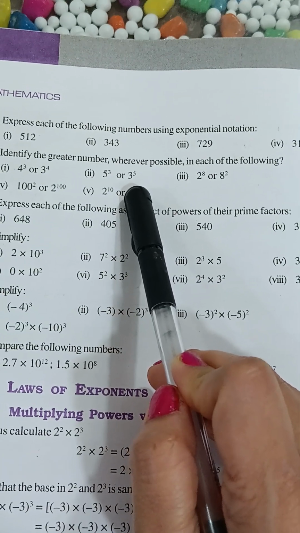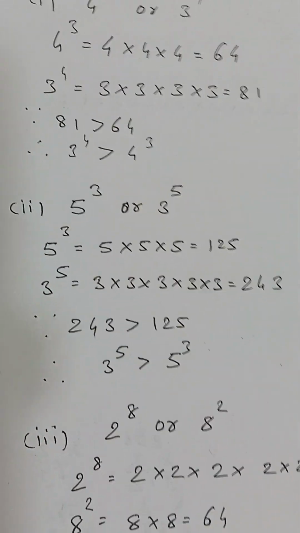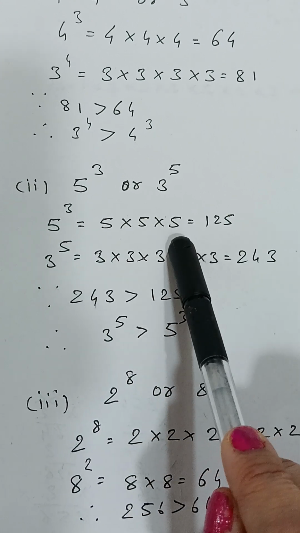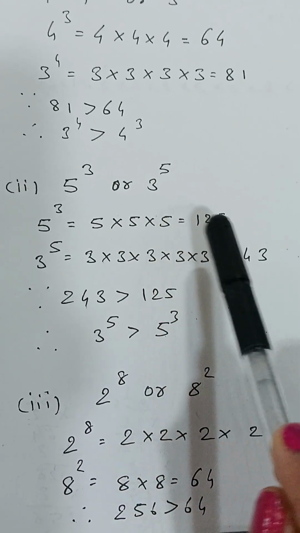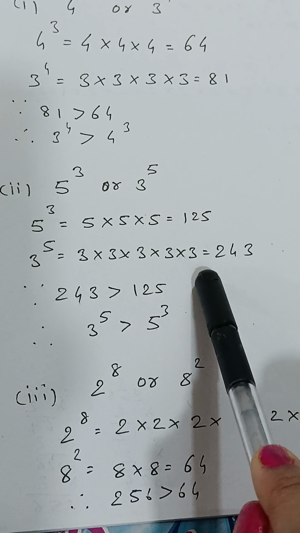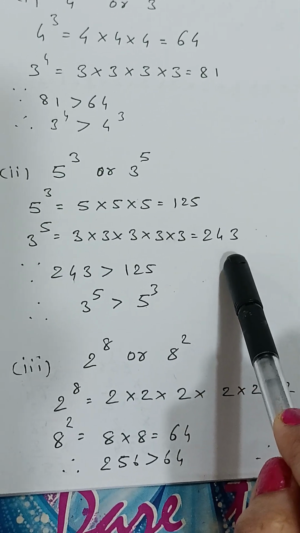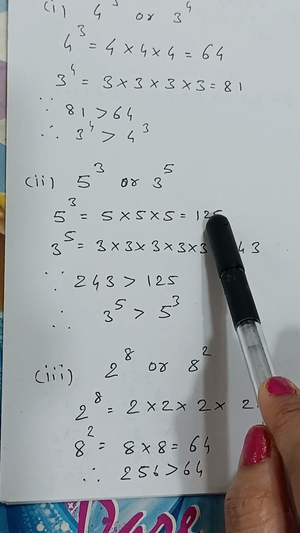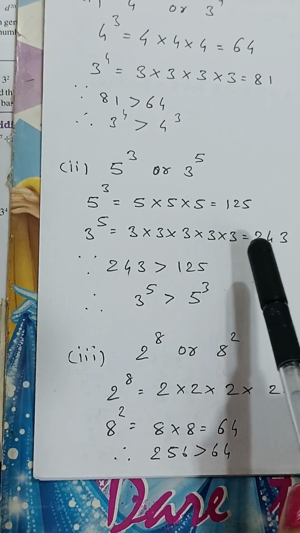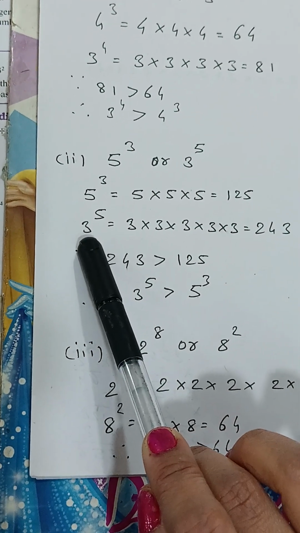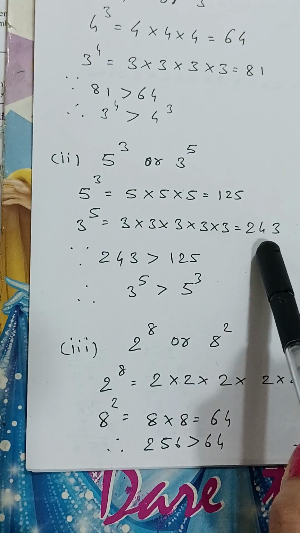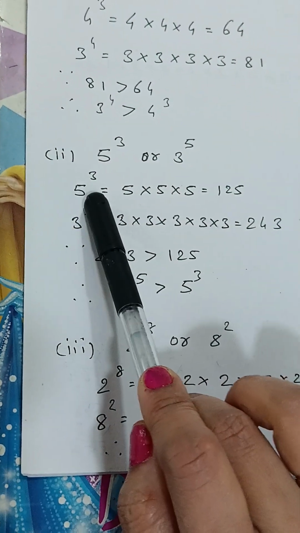The second question is 5 to the power 3 or 3 to the power 5. Here again we'll see the solution. 5 to the power 3 you will write as 5 into 5 into 5. It means 5 will be multiplied 3 times, which will come to 125. And 3 to the power 5, you will multiply 3 five times, which will come to 243. Since 243 is greater than 125, if this is greater, definitely this will be greater. So that's why 3 to the power 5 is greater than 5 to the power 3.